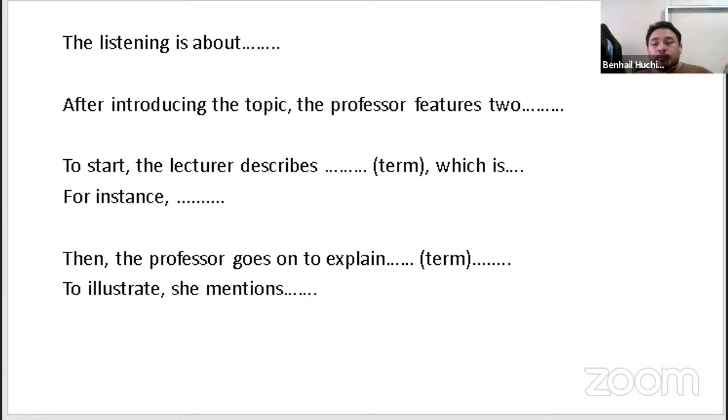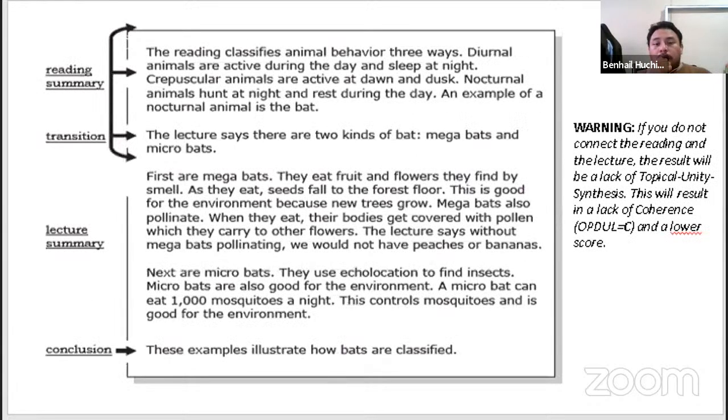Now let's see. At this point, you have already the ideas here about the micro and the mega. So we could see. Please, Carla, can you read it completely?